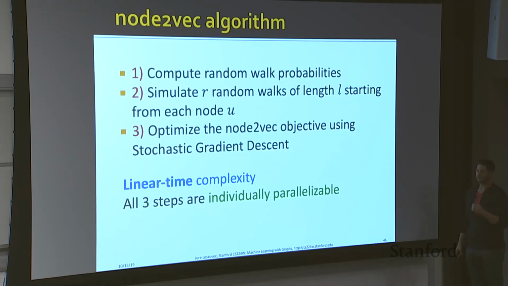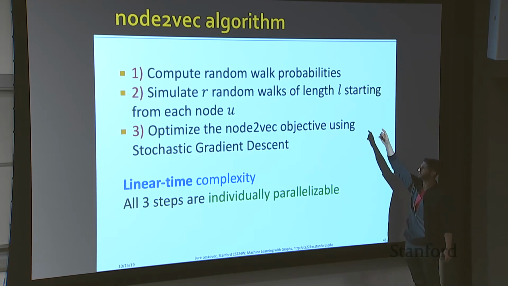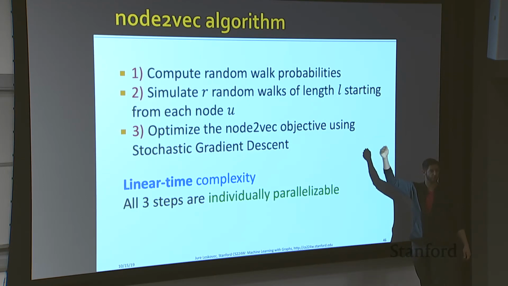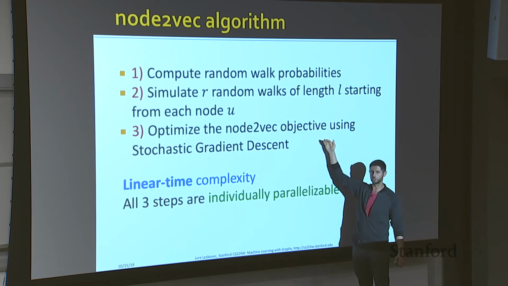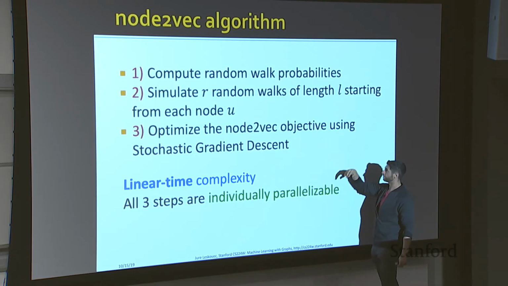Let's recap very quickly our node2vec algorithm. We compute our random walk probabilities. It's exactly the same as what I've seen before, even with DeepWalk. Then we simulate our random walks of length r starting from each node u. The key catch is that the way we perform these random walks depends on our P and Q parameters, biasing them more towards BFS or DFS. Everything else is exactly as before.